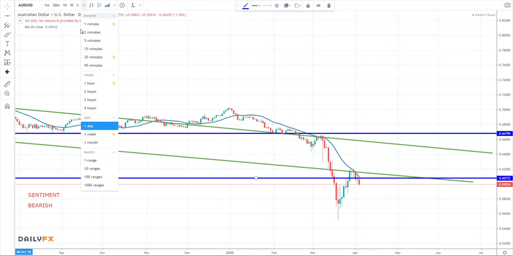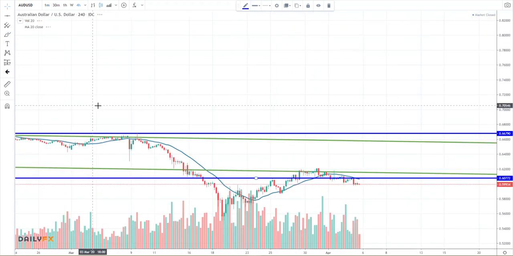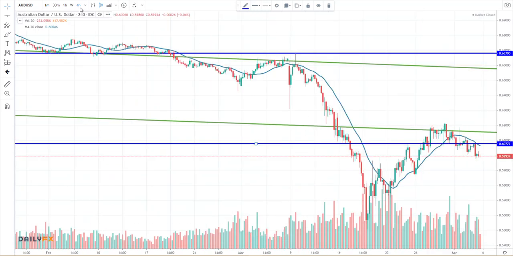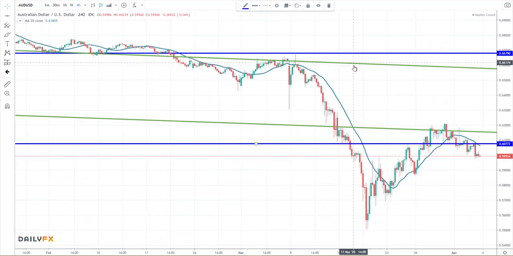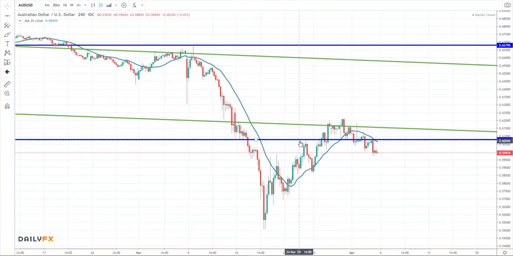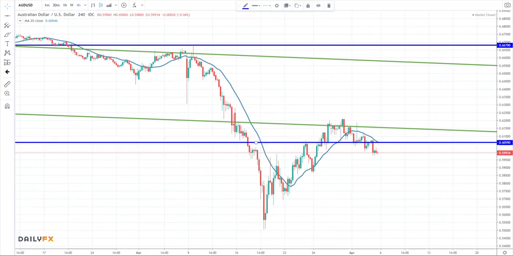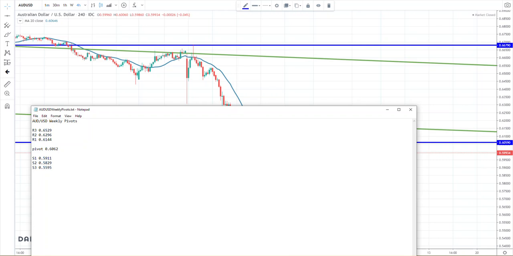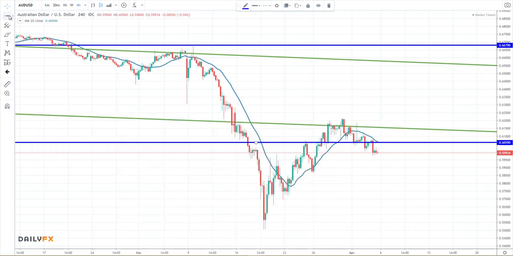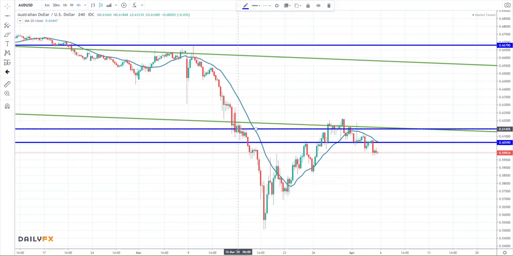Actually, let's go into the 4 hour for this. So 60.62 is our pivot right there. Great. Let's see where resistance one is: 61.44. You can just represent all of these with horizontal lines, and there's our R1.